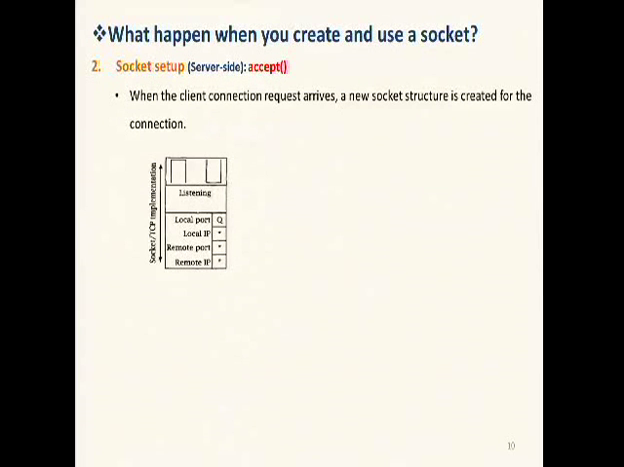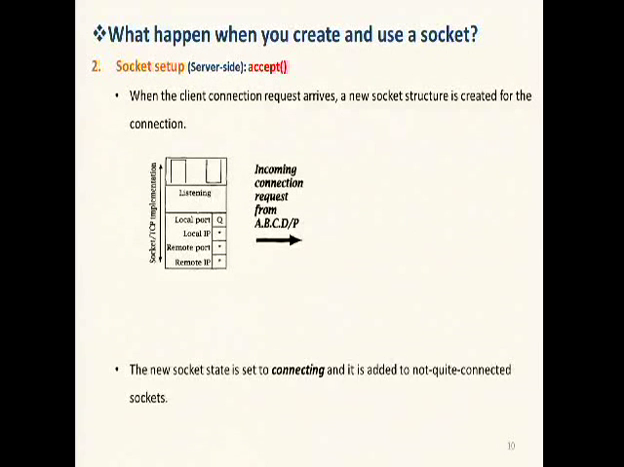When the connection request actually arrives from the client side, we have established on the server side a connection that listens and waits for a request. If that request comes from the client, then A, B, C, D, and P are the IP address and the port number of whom? The client. So if we have this information, the server actually does the following.